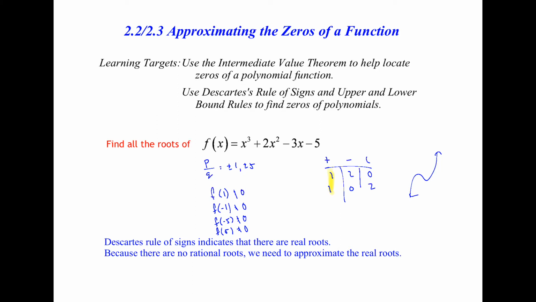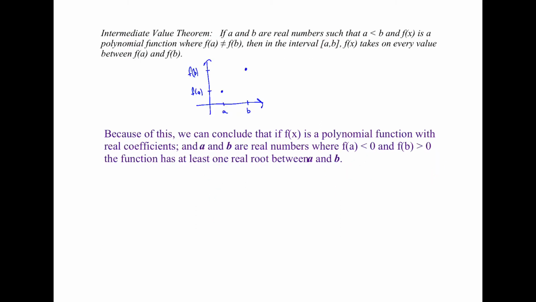And that's what we're going to be doing during this section, is approximating those roots that are no longer nice and easy to find. So we have something called the intermediate value theorem. If a and b are real numbers, such that a is less than b, and you can see on my x-axis where a is less than b, and f of x is a polynomial function, where f of a is not equal to f of b, so you can see on my y-axis they're not equivalent, then in the interval from a to b, f of x takes on every value between f of a and f of b.